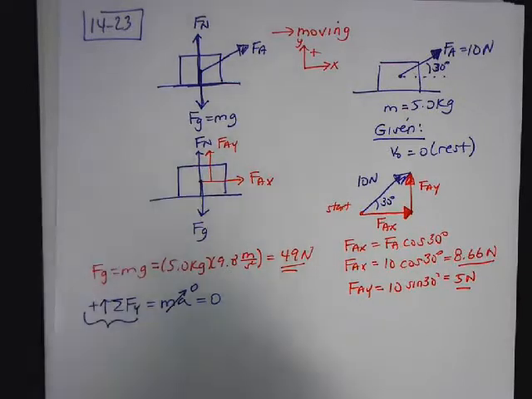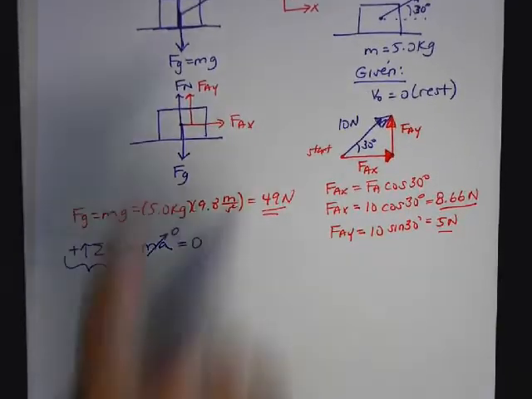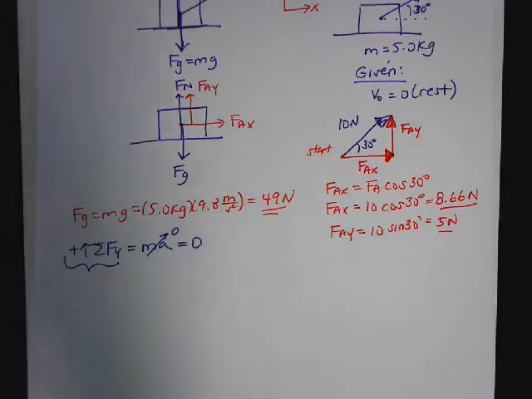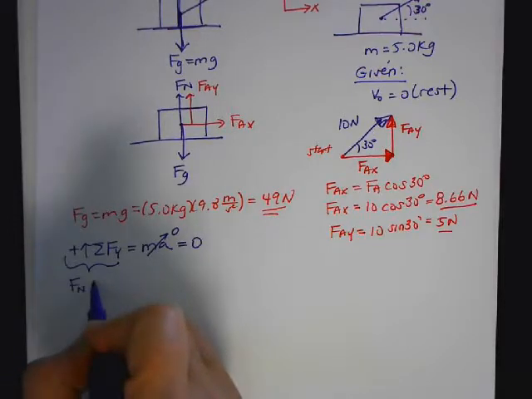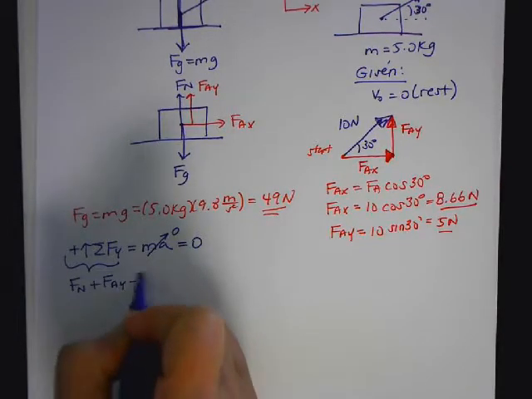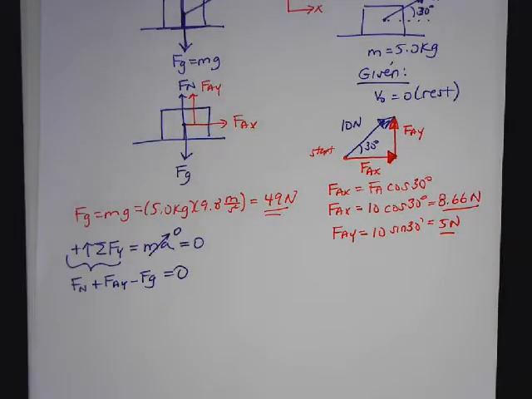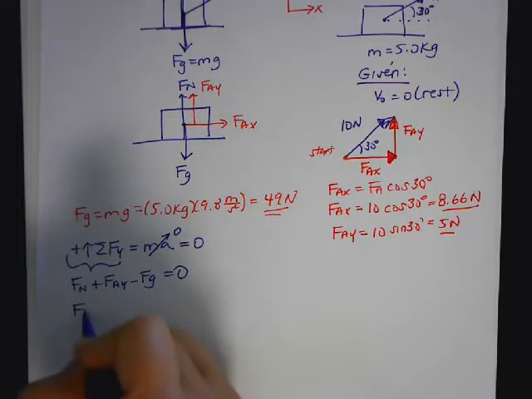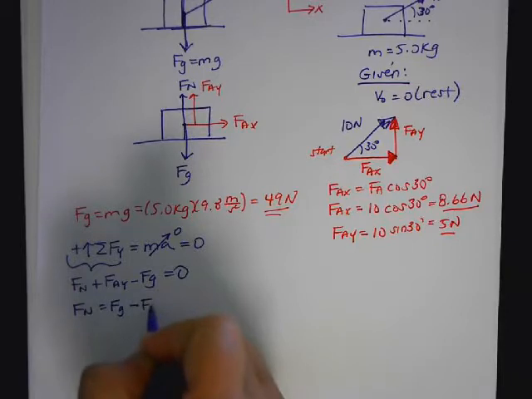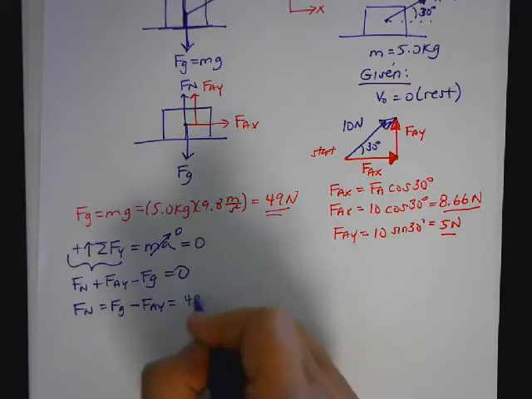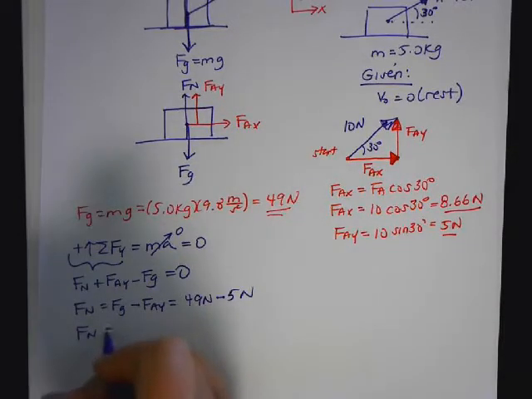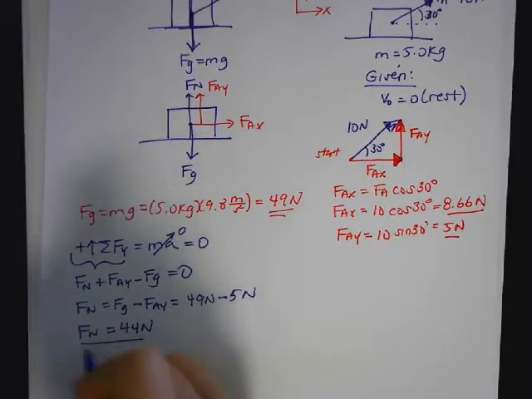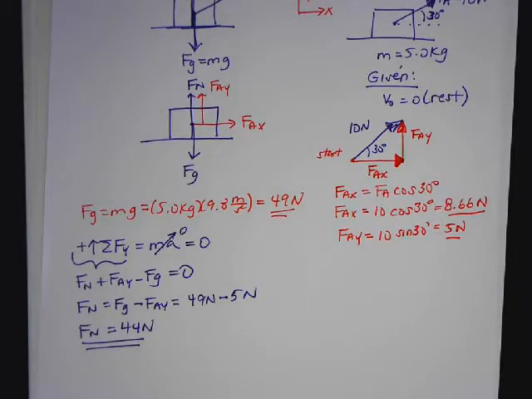Underneath, I'm going to look at my free body diagram, the one that has the components, and say what's positive and negative. Up is positive, Fn is positive, Fay is positive, minus F of g is equal to 0. Now I'm going to rearrange the equation to solve for the unknown in terms of the known. So Fn is equal to F of g minus Fay. Substituting in my values, 49 newtons minus 5 newtons, Fn is equal to 44 newtons. Step by step, no shortcuts.